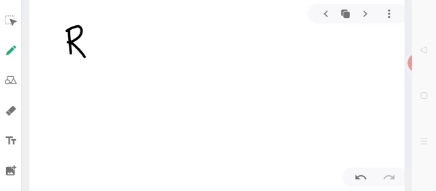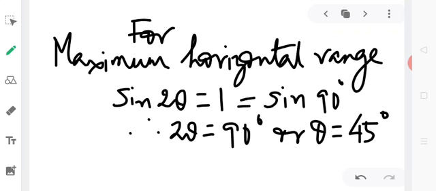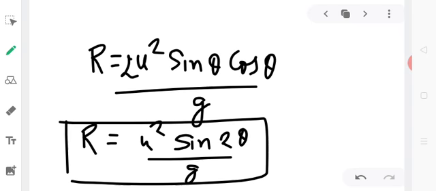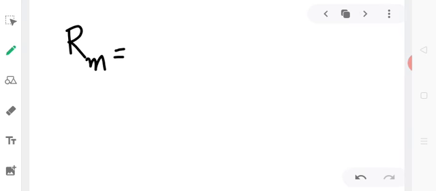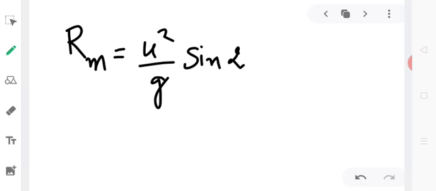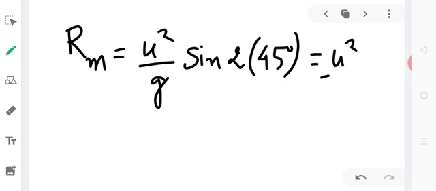Now if we substitute in the expression for range, we put sine 2 theta equal to 1, so maximum horizontal range will be equal to u square by g sine 90, and that shall be equal to u square by g. Hence, to achieve maximum horizontal range, the object should be projected at an angle of 45 degree with the horizontal direction. This concept has been used by athletes in long jump, javelin throw, cricket ball throw, etc.